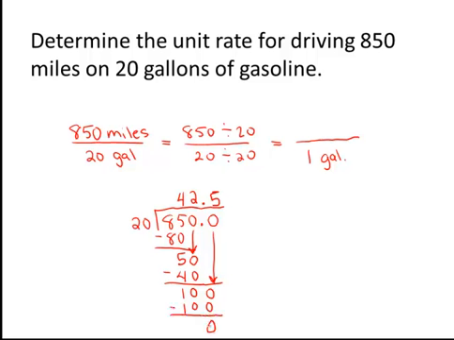So 850 divided by 20 is 42.5. The reduced form of the rate, the unit rate, is 42.5 miles per 1 gallon, or we can just say 42.5 miles per gallon.